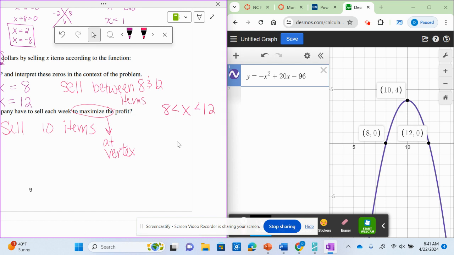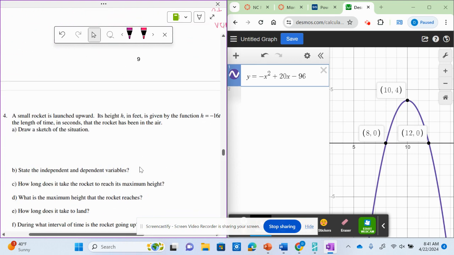Are we ready to go to the next one? Okay. Page 10. You have another quadratic function.